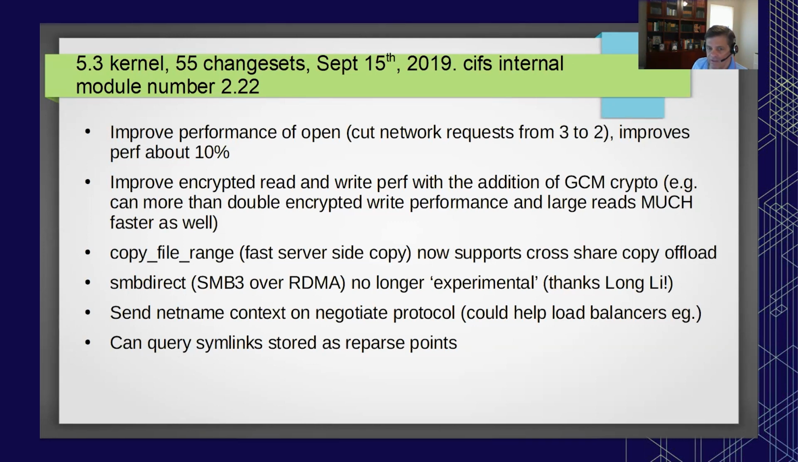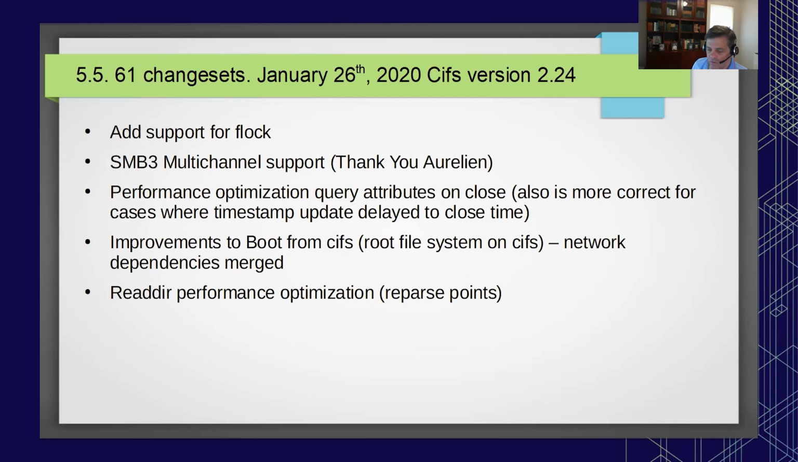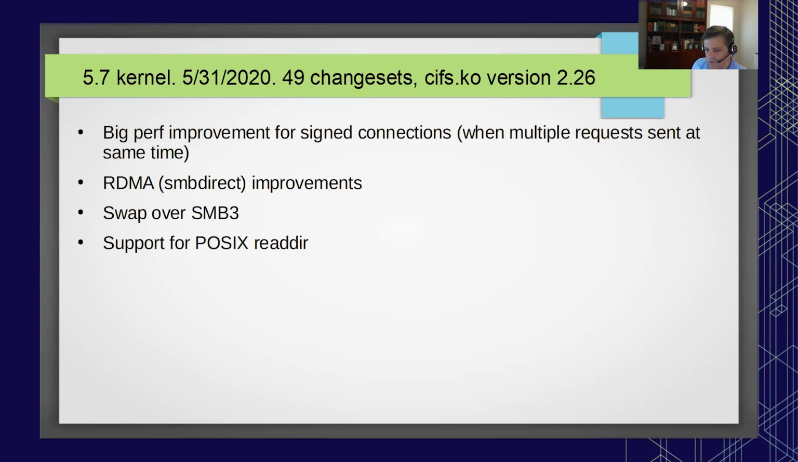And there are many features that have been added in the 5.3 and here in the 5.4 kernel. The 5.4 kernel, for example, added the ability to decode encrypted traces in Wireshark. In 5.5, we added support for the BSD-style whole file locks, FLOCK, and added the multi-channel performance. In 5.6, the mode from SID mount option that we talked about was added, and a reader performance optimization, cutting a couple of round trips when you do an ls command, improving performance. We added an ioctl to allow you to do change notify, so you can have an application wait on events, wait on a new file being added, for example, to a remote system.